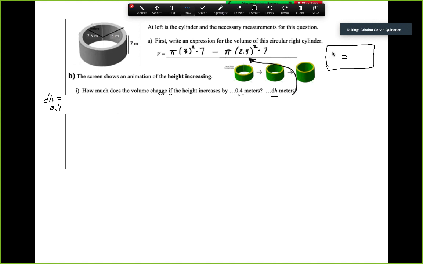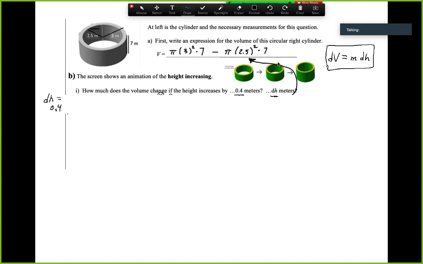dV is equal to dh times the rate of change. Good. So hopefully many of you were thinking that, and now that I write it, you think, oh, of course, right? This is what characterizes this rate of change. This is the rate of change of volume with respect to height. And what does it mean? Given any change in height, multiply by the rate, and we get the corresponding change in volume.